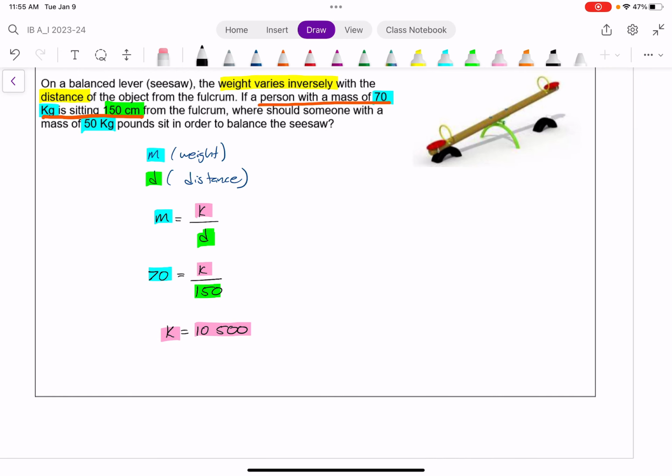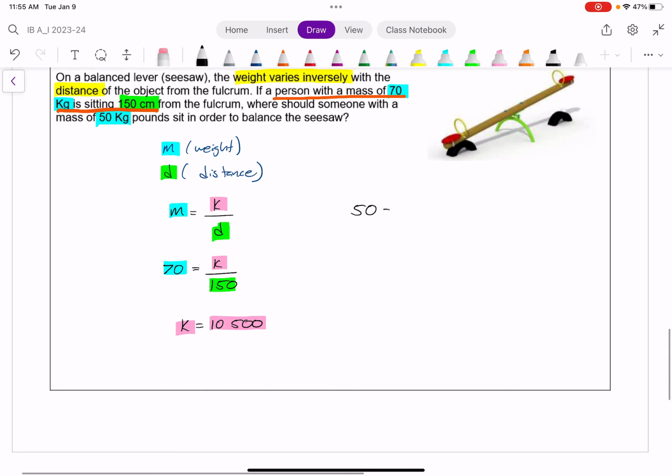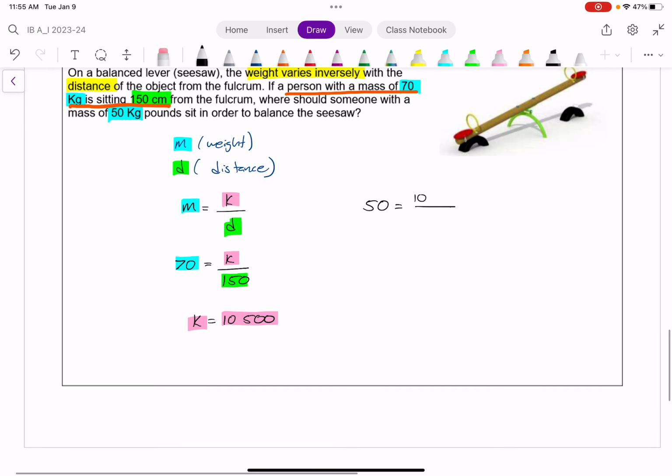And so now I can look at the second half. So if someone has 50 kilograms, that means their mass is 50. I know this must be, instead of k, I can say 10,500 divided by the distance, which is what I'm trying to figure out. Or, what may be more handy is to use a rearranged version of this equation where I have the distance here and I have 10,500 divided by 50 here. Then we just get directly to what we're trying to figure out.